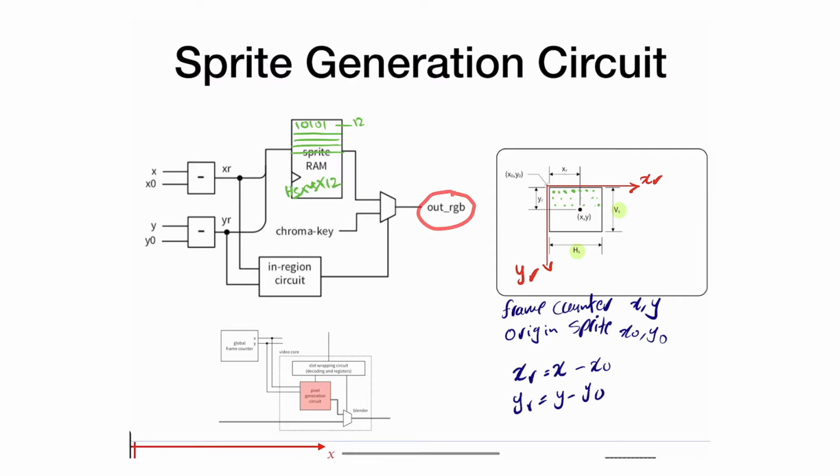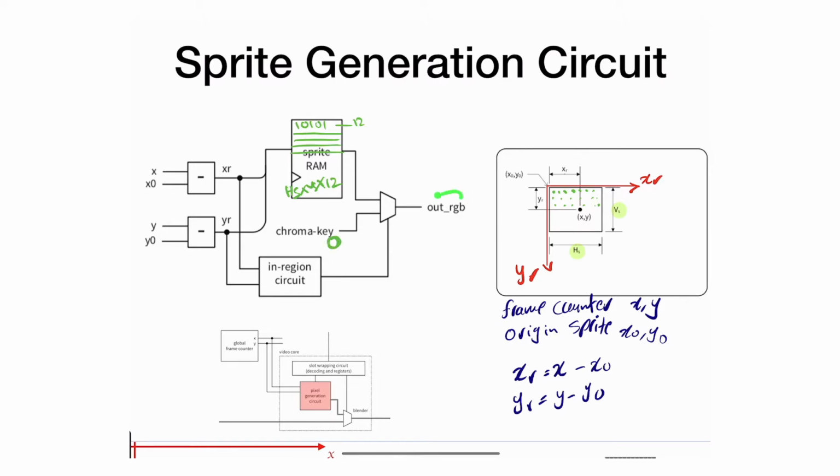It should either output whatever the pixel value from the RAM is, or it should absolutely generate the chroma key. If you're outside the core, somewhere around here, let me change that color in here. So if you're around in here, for example, you should generate the chroma key, and generally that chroma key is 0. So let's put that 0 in here.